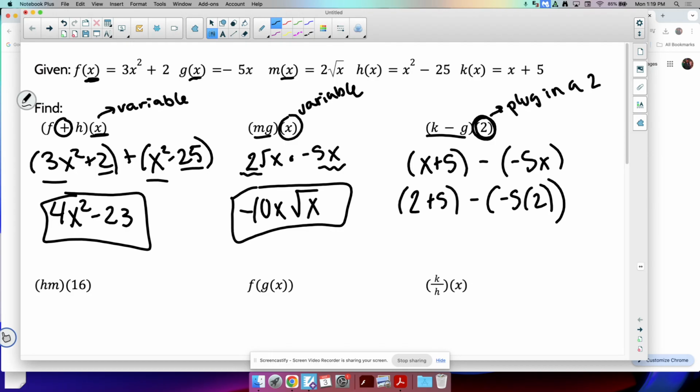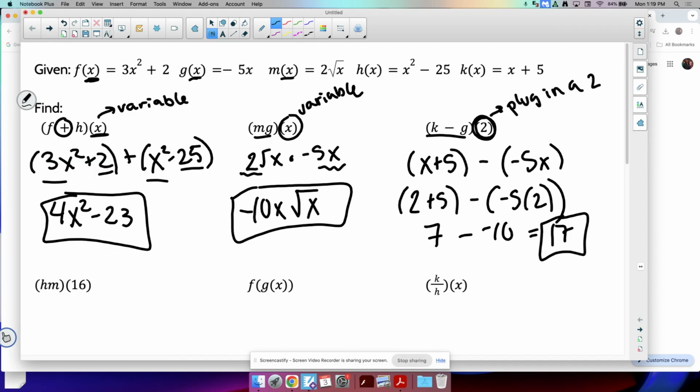Because what's 2 times 5? Or 2 plus 5? What's negative 5 times 2? What's 7 minus negative 10? Positive 17. 2 negatives make positive. So operationally, you guys know how to add, you know how to subtract, you know how to multiply. It's just written to you in a different way. The main thing is you just have to recognize what the steps actually mean and go from there.